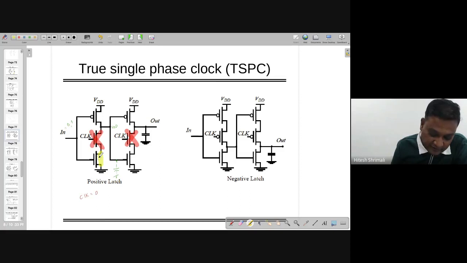Already 1, but still it will not make the connection to the output, right? So VDD will be staying here in that case. It will not go here and there. But in another stage, when clock equal to 1, this will make the connection and this will also make the connection.